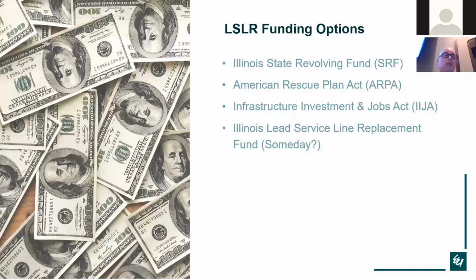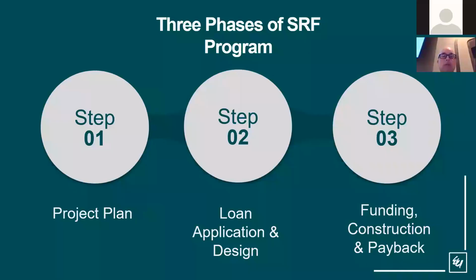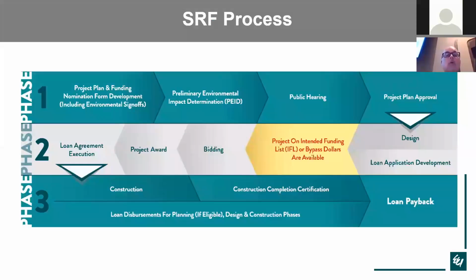Last thing that I probably should have put on here is, of course, water rates in your enterprise fund. So the three phases of the state revolving fund are: first is the project plan phase, then either in concert with the project plan, or after that, you would roll into the loan application, and typically at that same time, you're doing the design of the improvements or development of a project manual. And then the third phase is funding and construction and payback. So we're going to walk through a little bit more of the details of each of those phases.